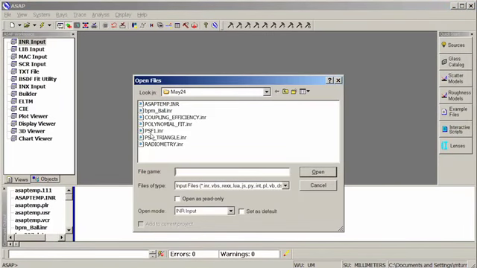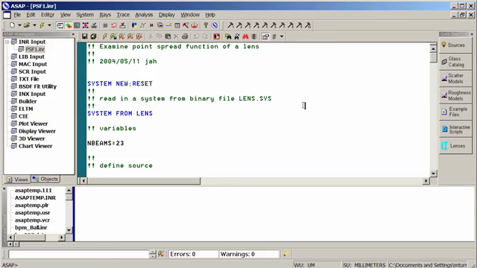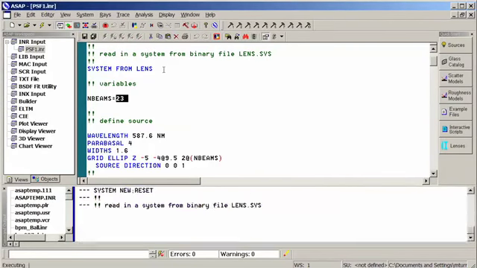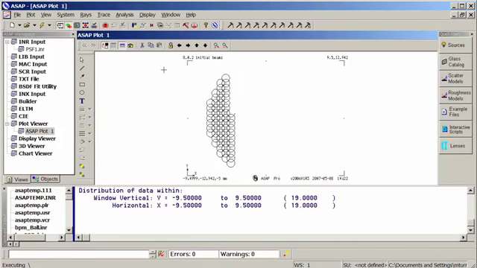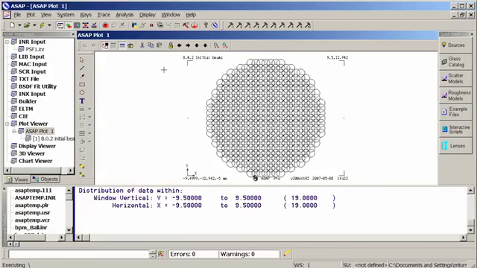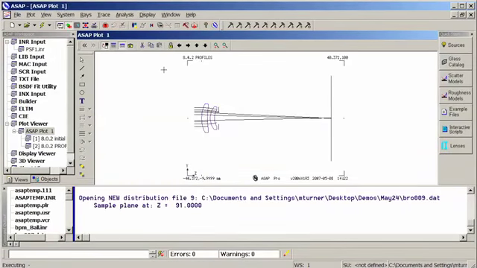First thing we might want to look at is the point spread function as our wavefront propagates through our optical system. In this particular case, we're going to define a 23 by 23 set of Gaussian beamlets to propagate through the system, and then we'll look at the results at the output. So here's my beamlet distribution. And here's my optical system.